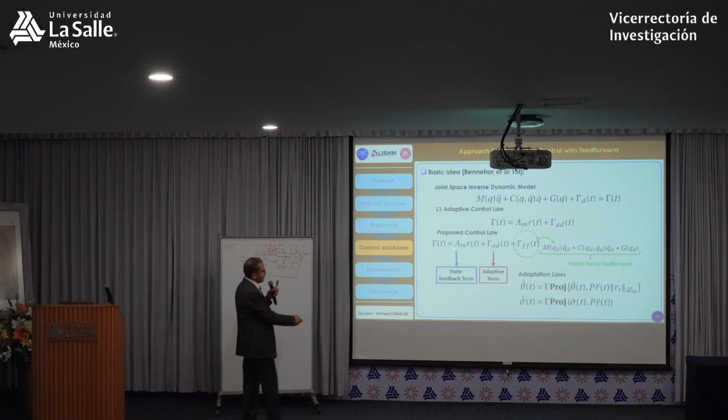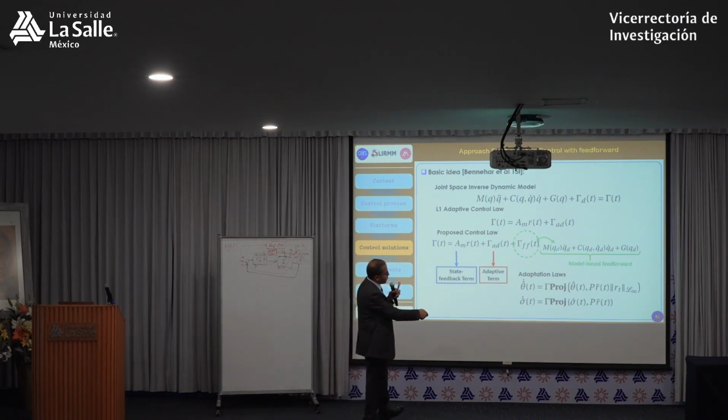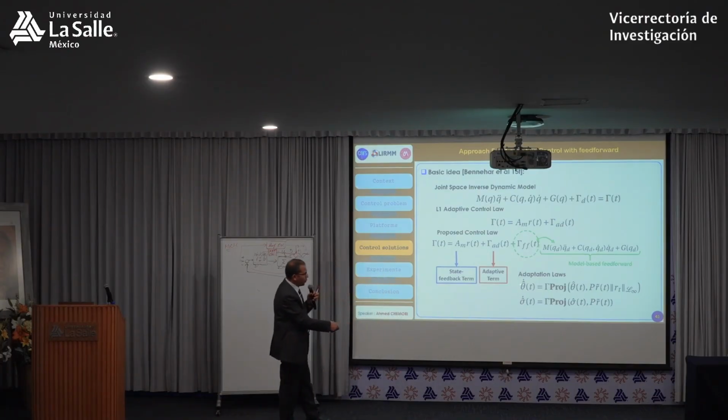The different terms: state feedback, the adaptive one, and the feed-forward, which is based on the dynamics. And as you can see, look here, QD everywhere: QD, QD dot, and QD double dot. So it's a reference model that you use in the feed-forward. And these are the adaptation laws for theta and sigma, and as you can see, the projection to guarantee that the estimated parameters stay bounded.